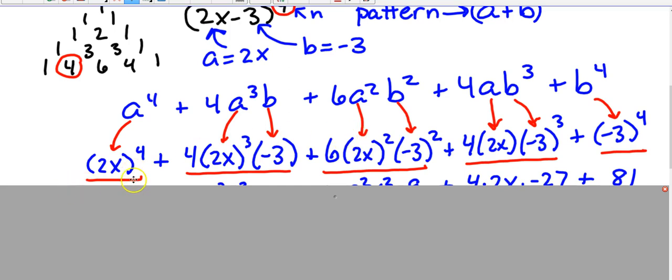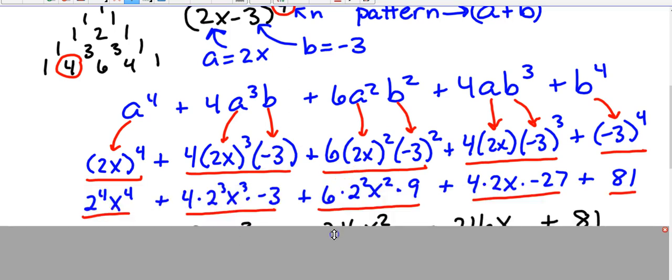Now, notice also I've underlined these to show that each of these is a separate term. All of this turns out to be one term. All of this is the second term. All of this is the third term. It's very easy for students to get careless with their notation and write 4 times 2x cubed times negative 3, but not put the parentheses on, and it turned it into minus 3 here instead of times negative 3, and then end up with an extra term and wonder where it came from. So just be careful with your notation.